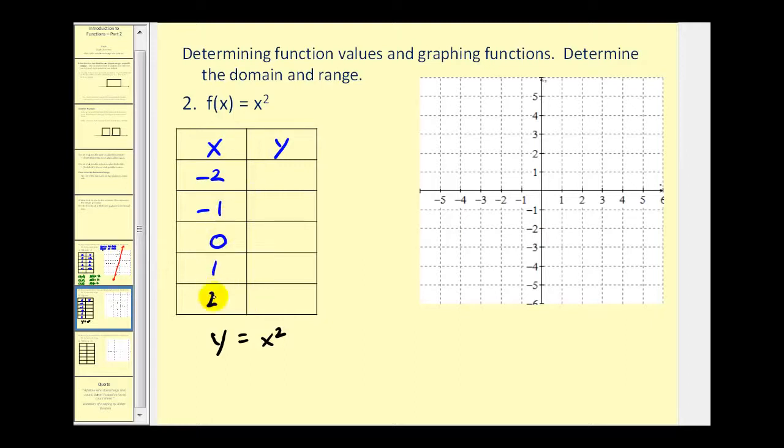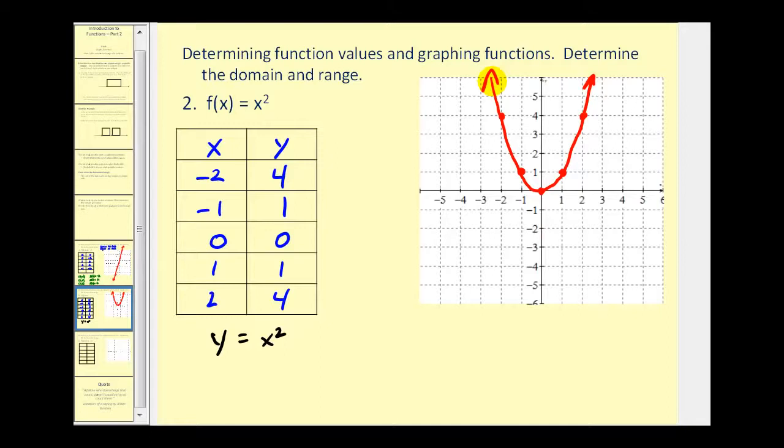Well, once we have our x value, to find y, we have to square x. So negative 2 squared would be 4, negative 1 squared would be 1, 0 squared would be 0, 1 squared is 1, and 2 squared is 4. Let's go ahead and plot these points and see what kind of graph we have. So negative 2, 4 is here, negative 1, 1 is here, 0, 0, 1, 1, and 2, 4. Here we have a U-shaped graph, which is called a parabola.